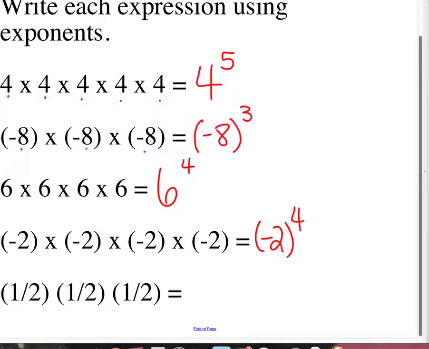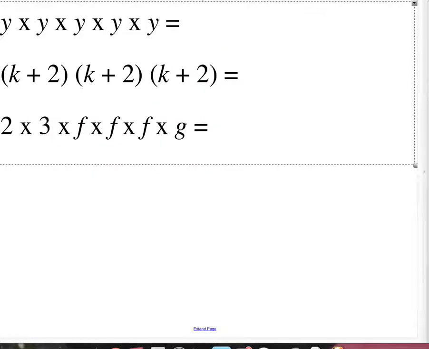Interesting. Look at this guy. This guy's a fraction. Yes, it's in parentheses. I think it's a good idea to leave it in parentheses. 1/2. How many are there? 3 of them. So that means the whole thing has an exponent of 3, meaning the numerator would have an exponent of 3 and the denominator would have an exponent of 3. So 1/2 to the third power. That's how you write expressions using exponents.